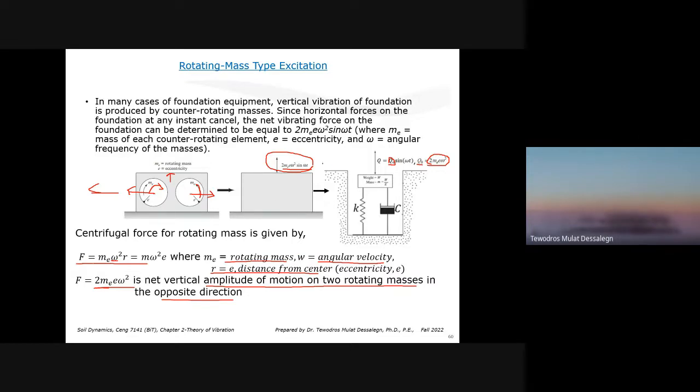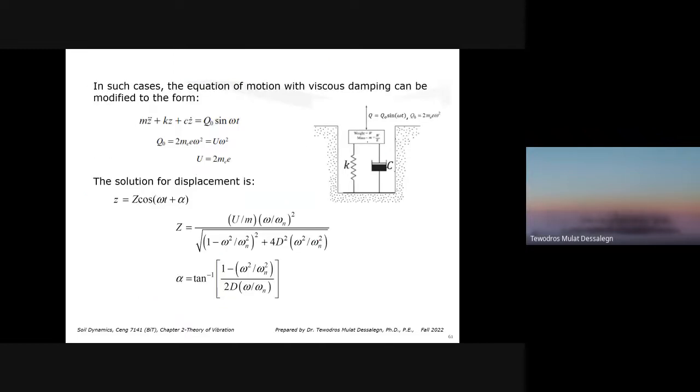And that net force finally is just producing a vertically up and down force on the foundation block. That's the same as Q0 sine omega t, except Q0 is now produced by the eccentric masses rotating in the opposite direction. If that is the case, the general equation of motion is still valid: the inertial component, the damping component, and the stiffness component, with a Q0 sine omega t, except now Q0, the constant force, is 2 m e omega squared. Now, if we represent it by U, then the solution of the displacement is Z cos(omega t plus alpha), which has the same form as before.